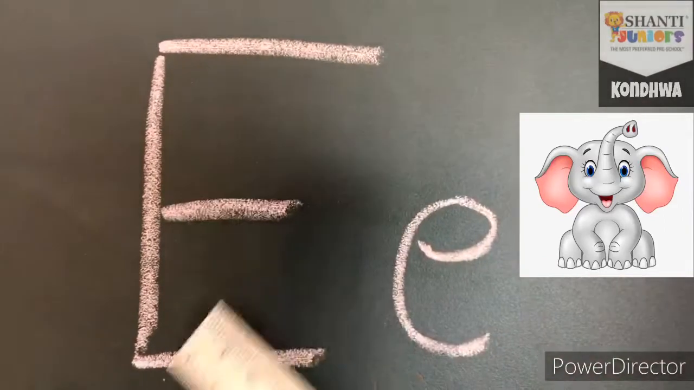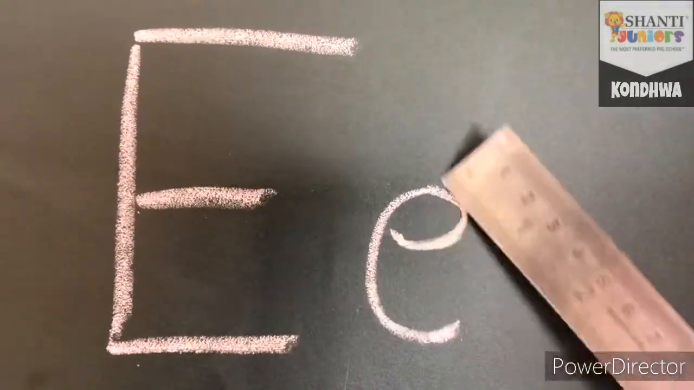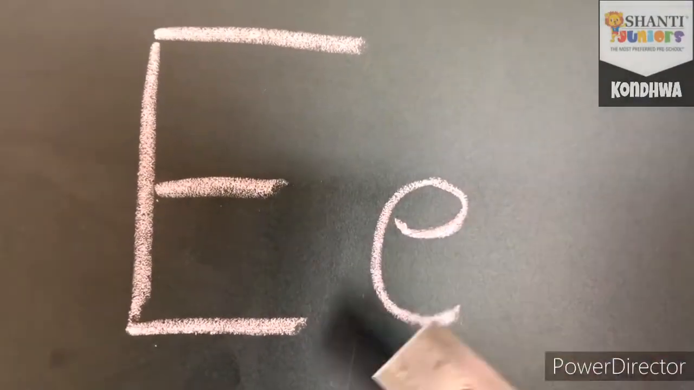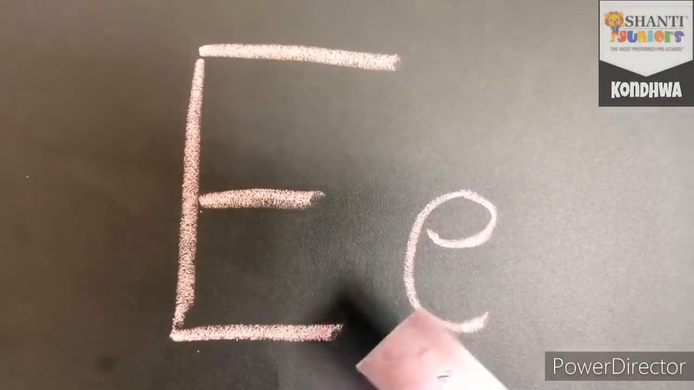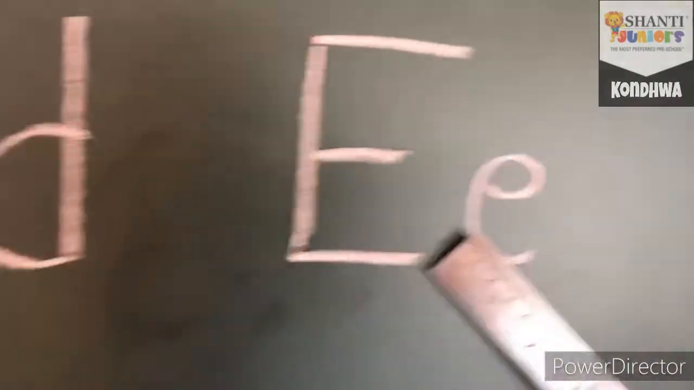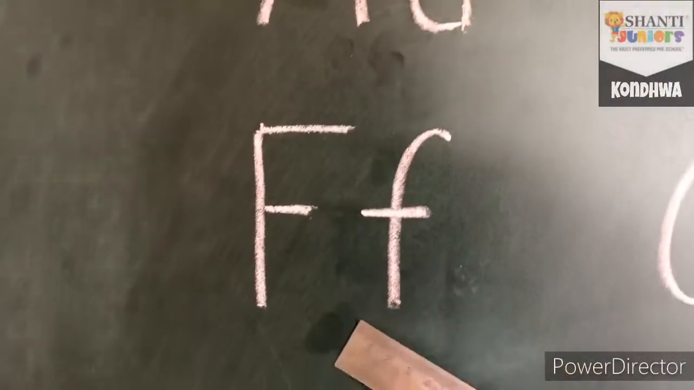E. This is capital E and this is small e. This is E for elephant and E for egg. Now we will come to the next alphabet.